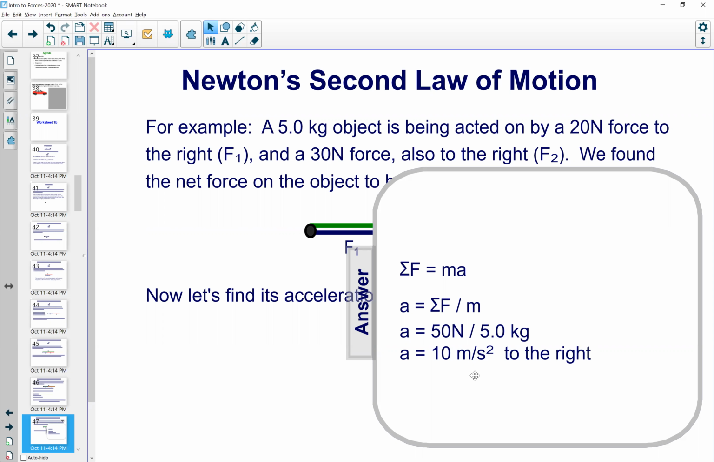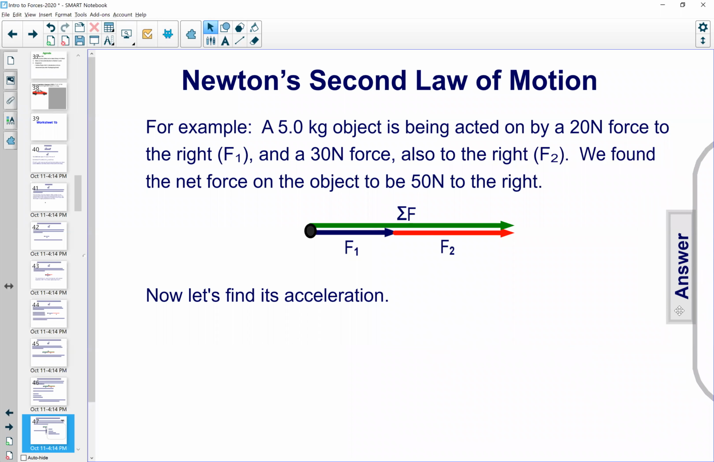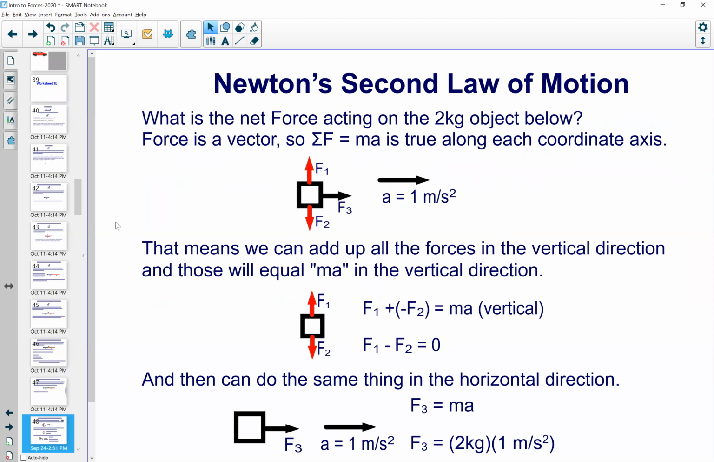Okay, any questions about this example? All right, one more quick example, just one slide, and then we'll be done with that for today, and we'll give you some time to work. So another question might be, what is the net force acting on a 2 kilogram object below? And they give us this free body diagram that shows there's an upward force that is equal and opposite to this downward force. There is a rightward force, and there is an acceleration of 1 meter per second squared.